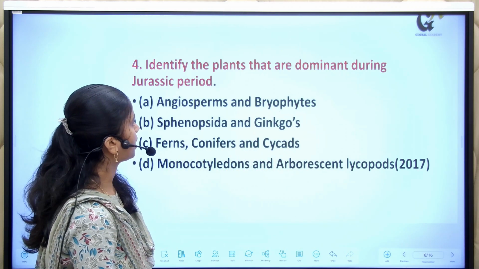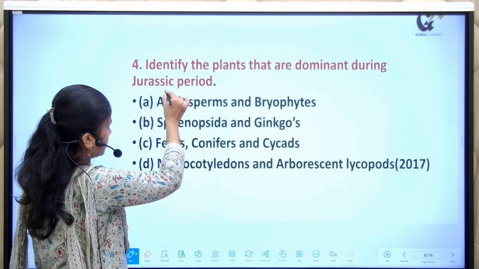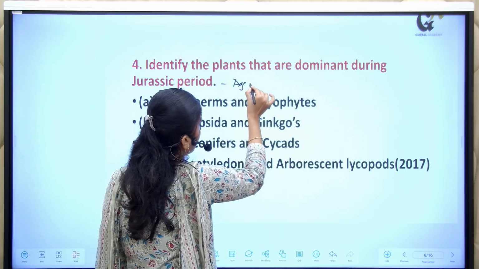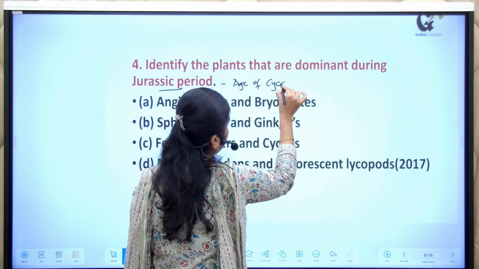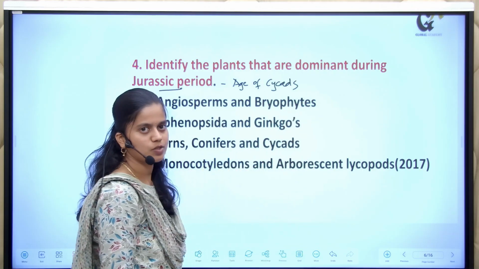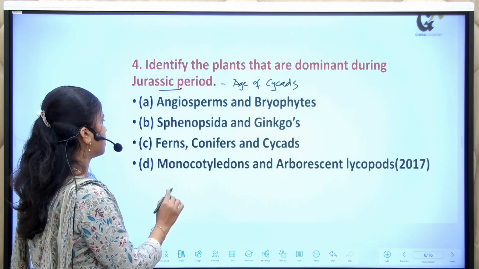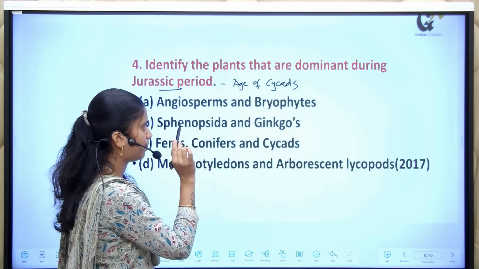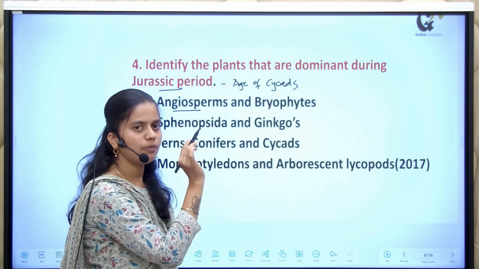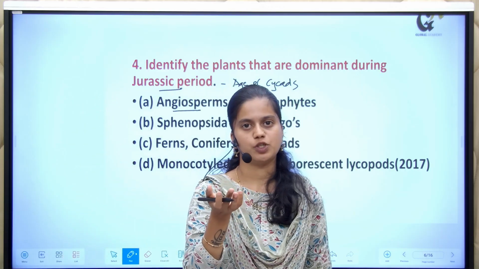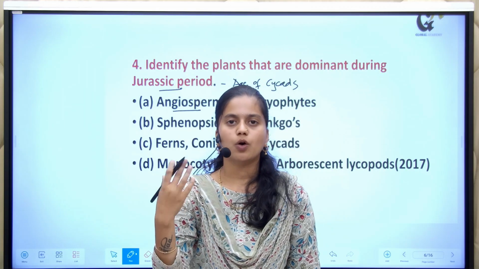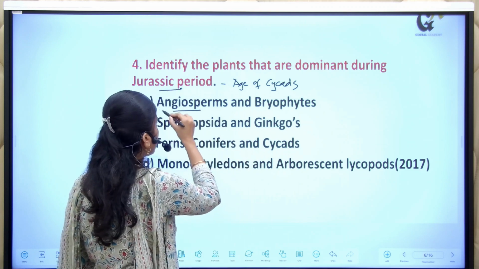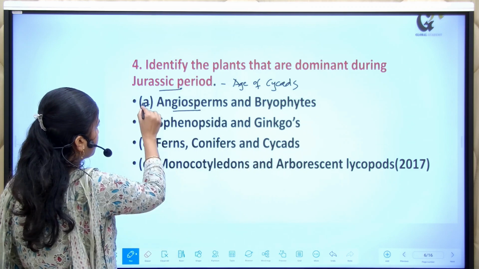Next, identify the plants that were dominant during the Jurassic period. Here, one thing: the Jurassic period is also called the age of cycads. So which of the following has the cycads? Option A, angiosperm and bryophytes. Angiosperms always developed after gymnosperms. Either cycads or conifers belong to the gymnosperm group. So after gymnosperms, the angiosperms developed. Option A is wrong.